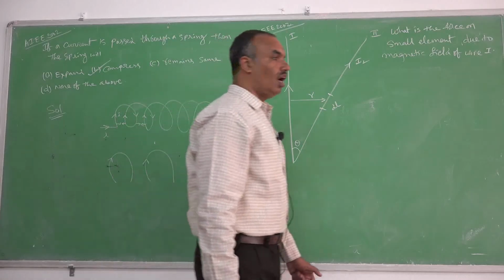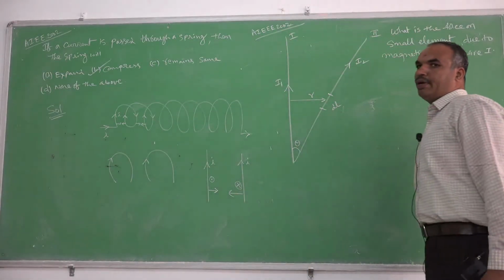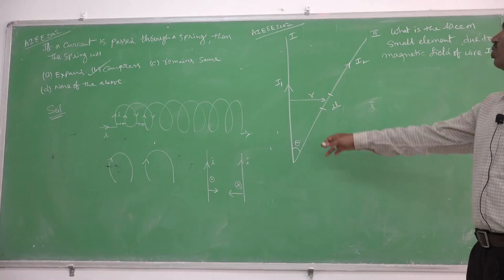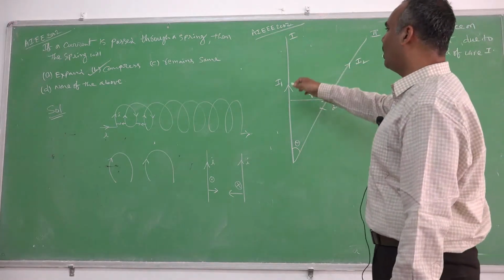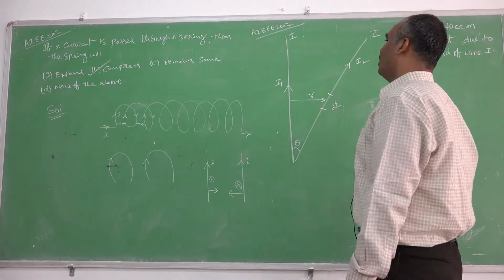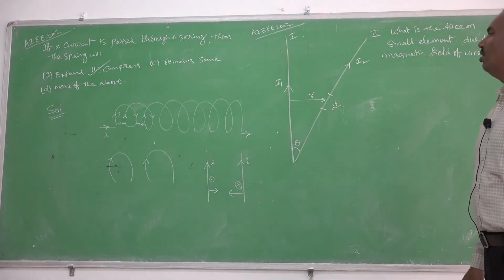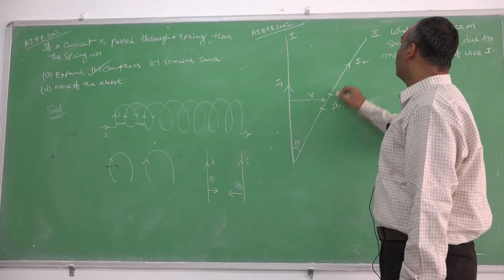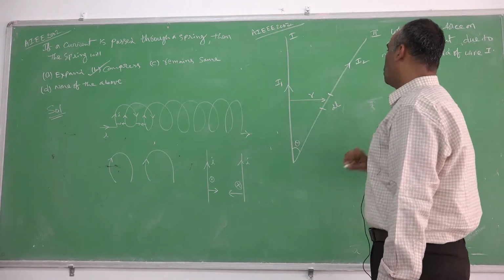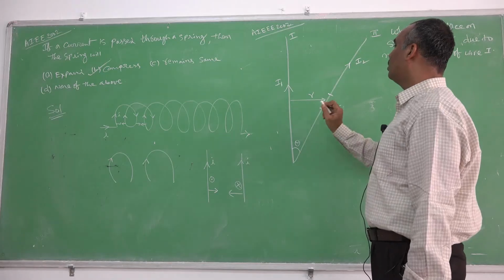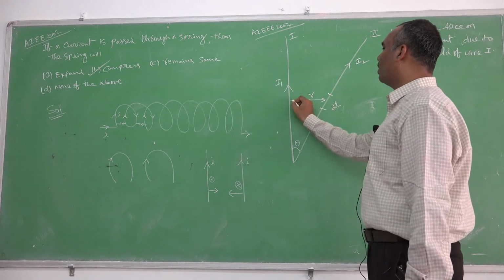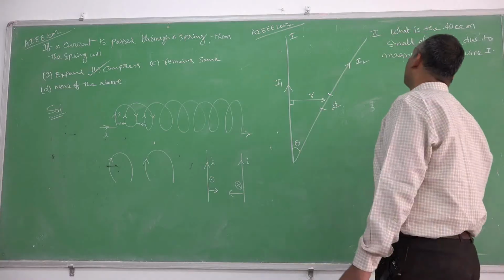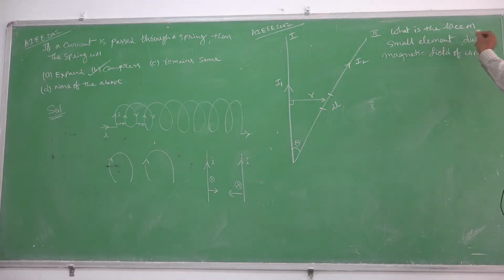And one more question asked in the same IEEE 2002 paper. Here there are two conductors. The first conductor is carrying current I1. The second conductor is carrying current I2. There is a small element of length dl on conductor 2. This small element is located at a perpendicular distance r from the first conductor. Now the question is, what is the force on the small element due to the magnetic field of wire 1?